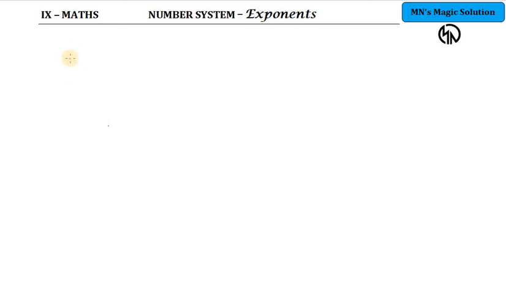Hi students, we are going to discuss exponents. So what is an exponent? For example, 3 into 3. If we want to write the exponential form, I can write it as 3 power 2. That is, how many times is 3 getting multiplied? 2 times. So this 2 is called the power or the exponent, and 3 is called the base.